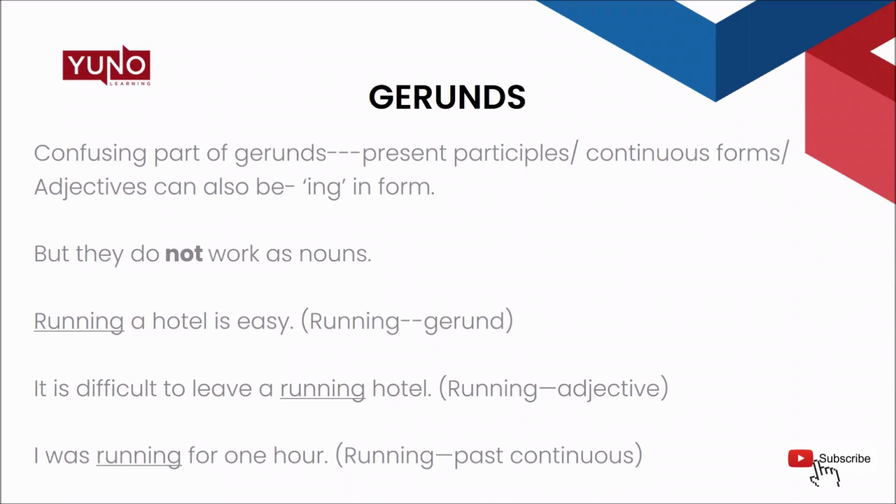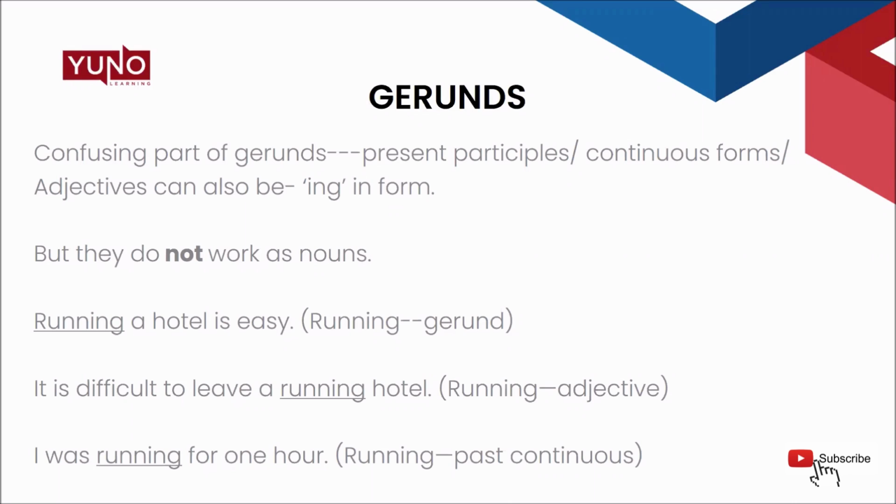Let's look at the second sentence. It's difficult to leave a running hotel. What kind of a hotel? A running hotel. So a hotel is a noun and running here becomes an adjective. It is the same word, but it changes its form from gerund to adjective. So it depends on the usage and what meaning the word is conveying.